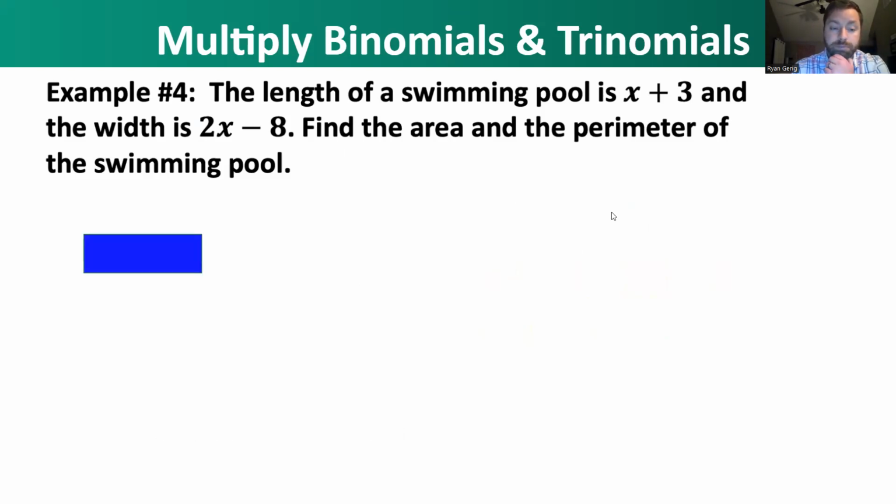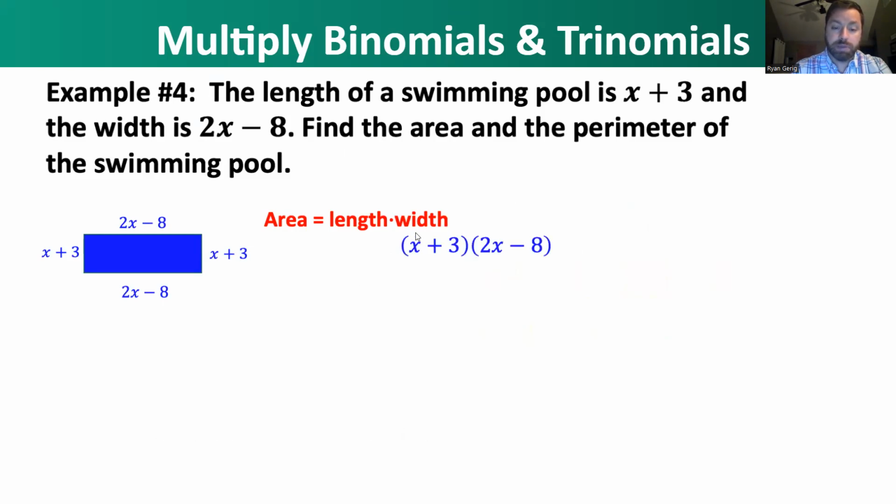So here's a swimming pool. We'll put the length on there, which we'll just call the vertical sides. We'll put the width on there. Area, you should know by now, is length times width. So the length is x plus 3, and the width is 2x minus 8. We're multiplying these. You should have seen this before. That's what we've just been doing.